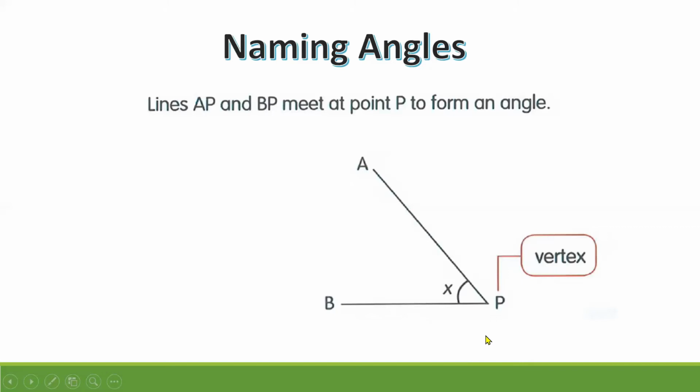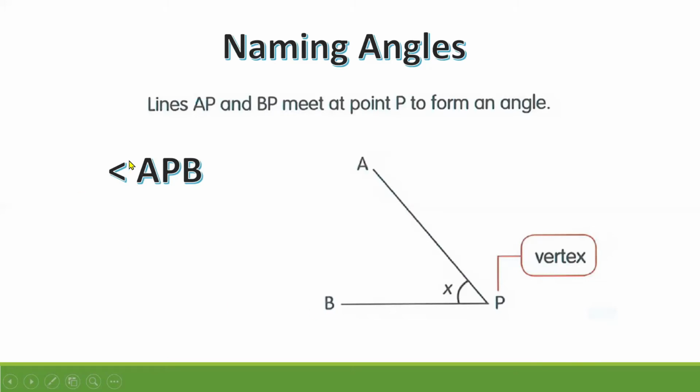Okay, so how are we going to name this? We know that this angle is formed through these two lines, which is AP and BP. We can name this angle using the name of its lines. We can use 3 capital letters in order for us to name this angle. In this example, we can use the 3 capital letters or 3 big letters to name the angle. So this one is what we call the angle APB.